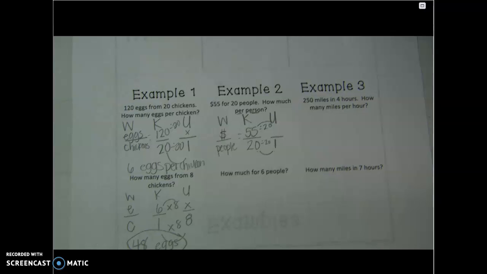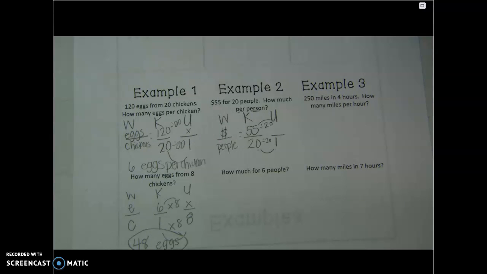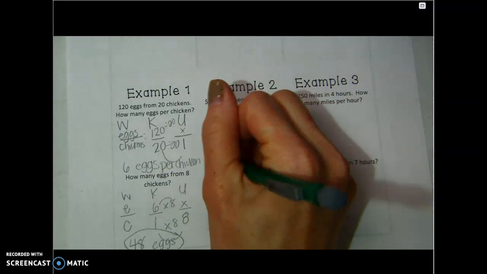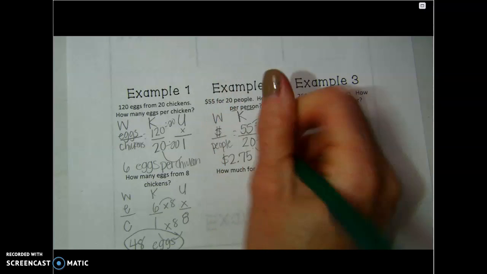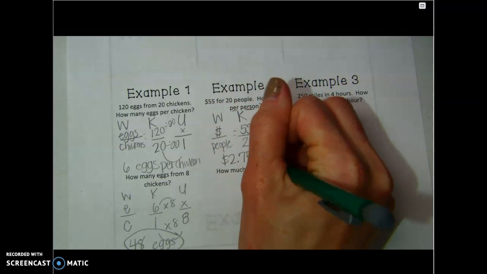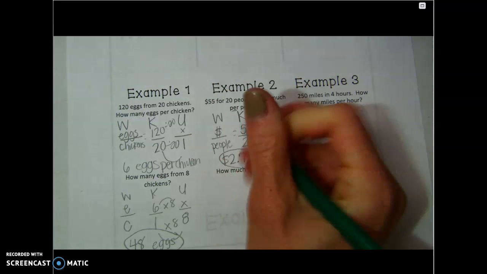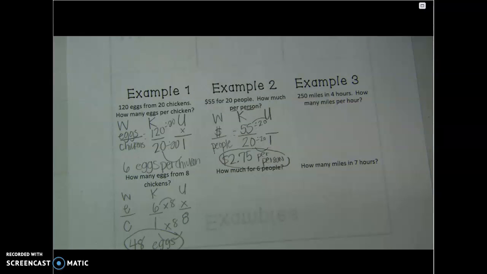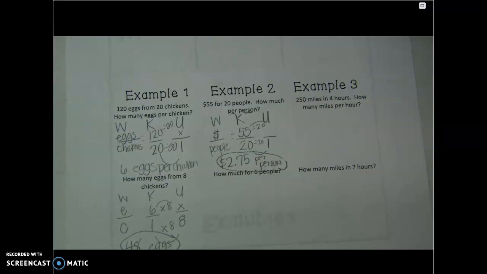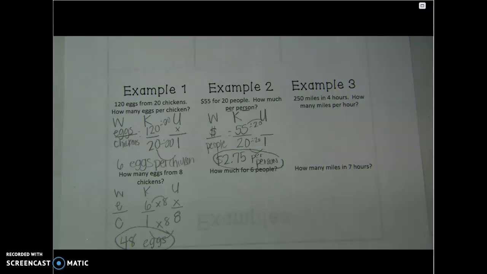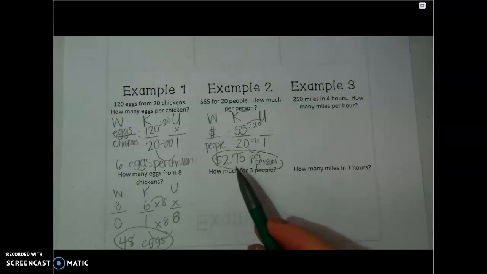But you have to think, we're talking about money. So it's $2.75 per what? Per person. Good. So $2.75 per person. So when you work that out and you said 55 divided by 20, you get 2.75, which means $2.75 per person. So now we're going to have to figure out how many for 6 people. So if I know one person costs $2.75, how do I find out how much 6 people cost? Just times it by 6.